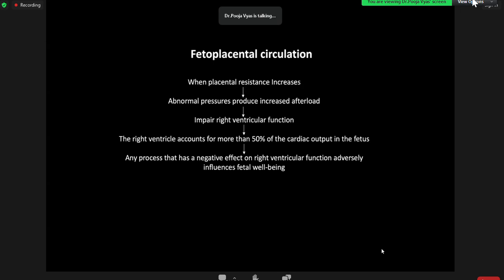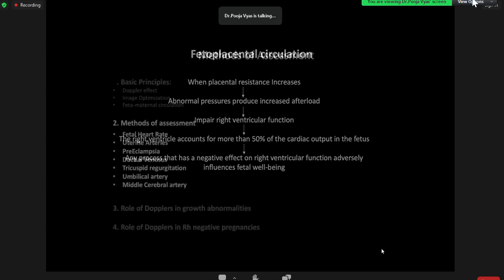When the placental resistance is more, abnormal pressures will increase the afterload and that will impair the right ventricular function. So what will happen is anything that will impair the right ventricular function will impair the fetal well-being.